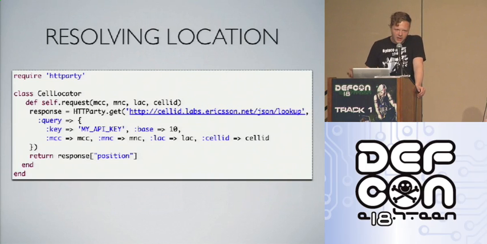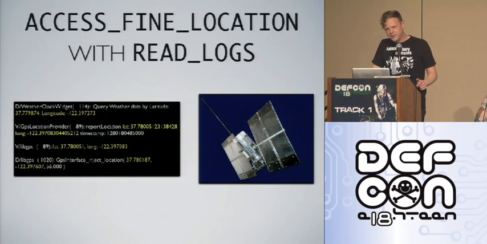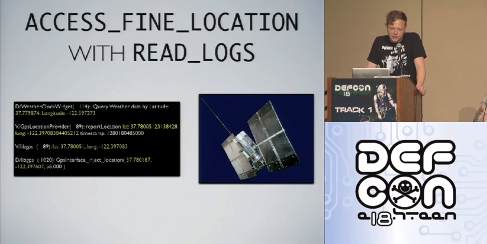So what do we do with that? Well, we take that and we can use a database like the Ericsson Cell ID database. And we can actually turn that into a latitude and longitude for the tower that you're talking to, and that gets us equivalent to coarse location. But we can actually do better, because as it turns out, the full fine location data, which should be gated by ACCESS_FINE_LOCATION, shows up in a lot of places. That same widget that I was talking about logging coarse location data actually happens to log the GPS coordinates as well.